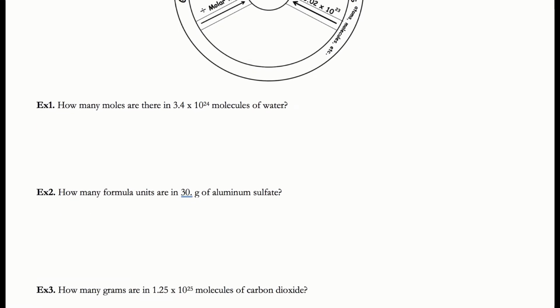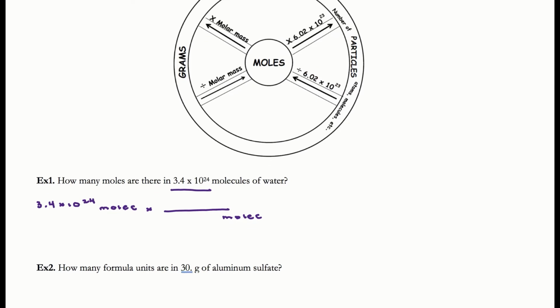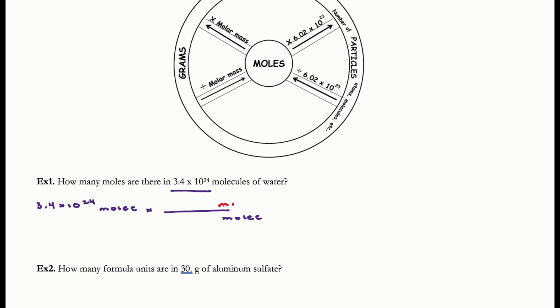How many moles are in 3.4 times 10 to the 24th molecules? So I'm going to set up by writing my given. I'm going to get out of molecules by putting it on bottom. And if you notice, I can go directly from particles into moles, and it'll just be one step. So I'm going to do that right now. I'm going to put moles on top. What's the relationship between moles and molecules? Well, Avogadro's number. 1 mole is 6.02 times 10 to the 23rd molecules.